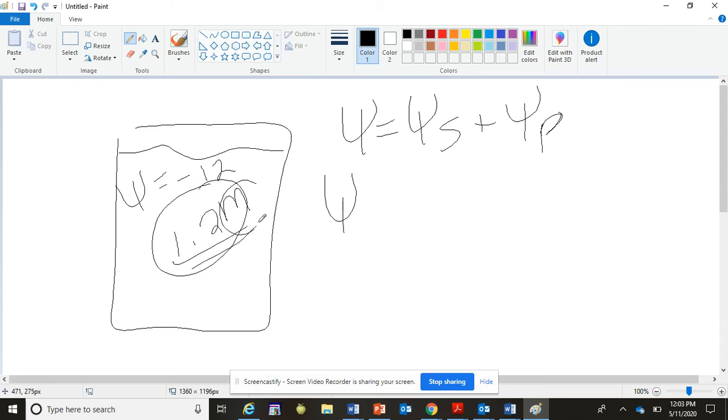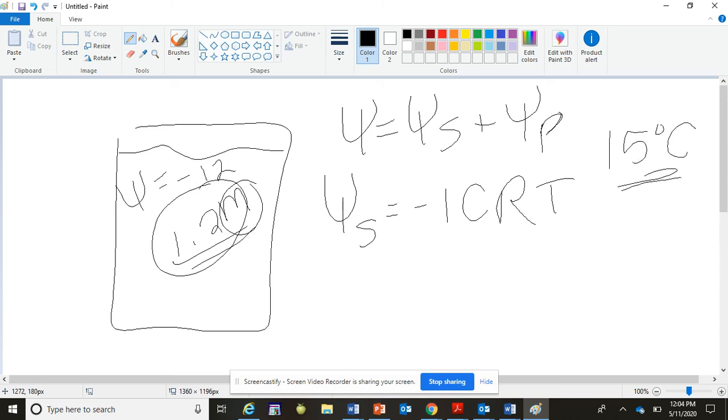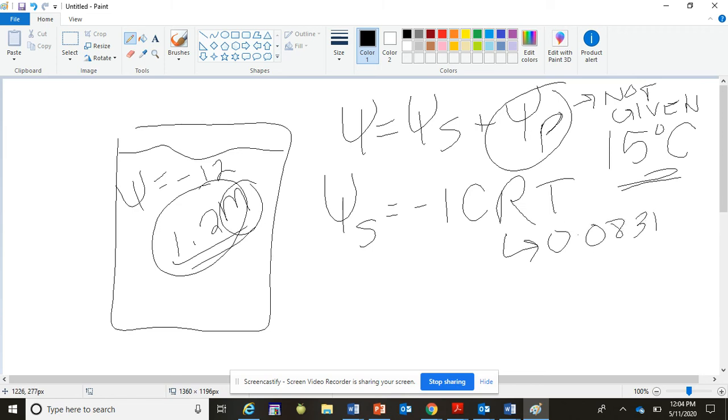So if we're just given a molarity, that means we need to use the equation solute potential equals negative iCRT. Let's say this is at 15 degrees Celsius. And we'll say that our pressure potential is not given in the problem. So we're going to assume that that is 0. Let's say we remember from our formula sheet that R is 0.0831, and I need to know my ionization constant.